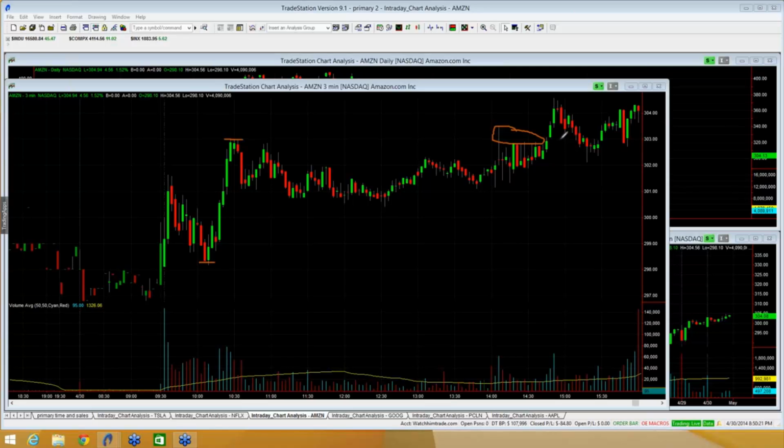And then, lo and behold, when you do finally break out above 303, just ahead of 3 o'clock, you're only able to move $1. The move doesn't end up getting sustained, and you come right back down beneath that level. All right, so that is an example of a lack of extension.